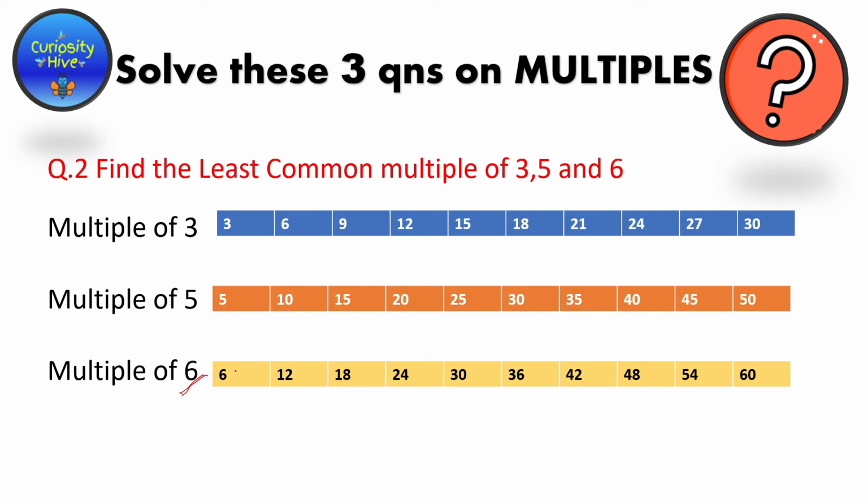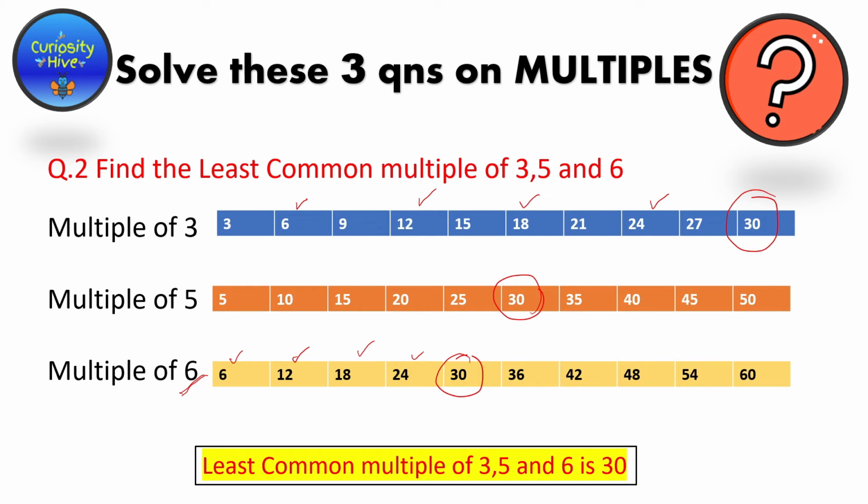Now 6 occurs in 3 but not in 5. 12 occurs in 3 but not in 5. Similarly for 18 and 24. But what occurs in 5 is 30. Multiple of 6. 30 is a multiple of 5 and 30 is a multiple of 3. So here the first common multiple that we find is nothing but the least common multiple of the three numbers. Hence the least common multiple of 3, 5 and 6 is 30.